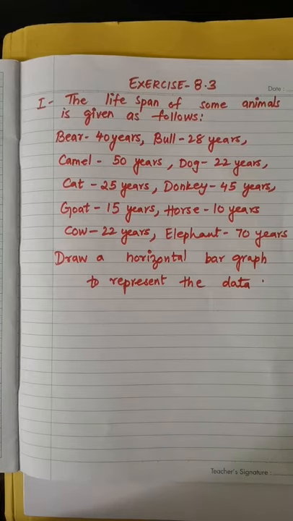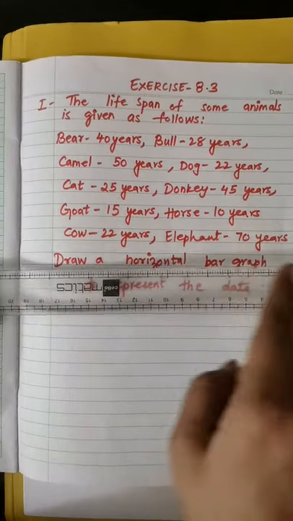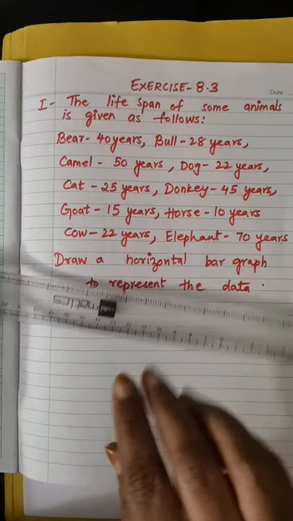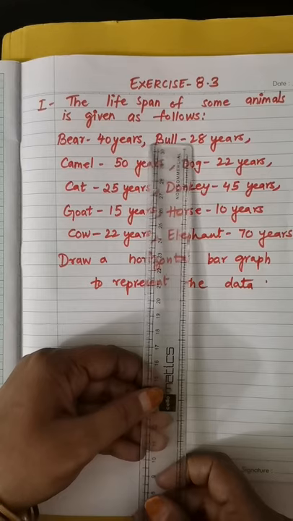Exercise 8.3 is based on bar graphs. You already know what a bar graph is. Data representation in the form of bars is called a bar graph. It can either be a horizontal bar graph or a vertical bar graph. Horizontal means sleeping line, bars like this, and vertical means standing line, bars like this.